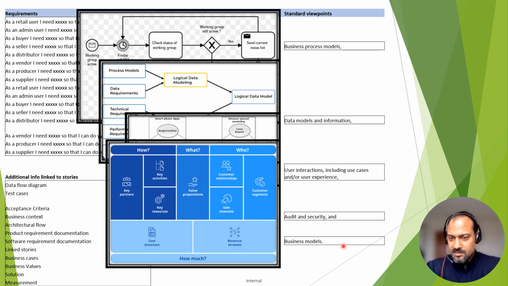Similarly, there is the business model. This is the business model canvas, right? And if the business users are able to see this, they will be able to relate to it when they are reading through the requirements. So this way you have to understand what is architecture, requirement architecture.